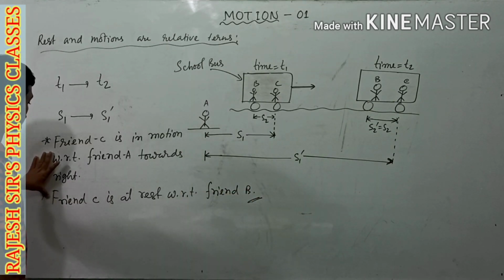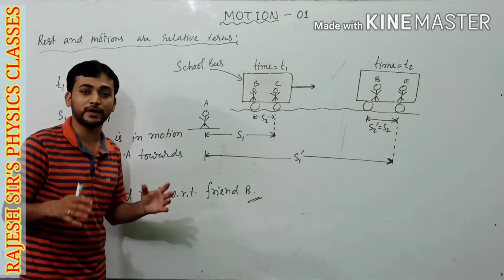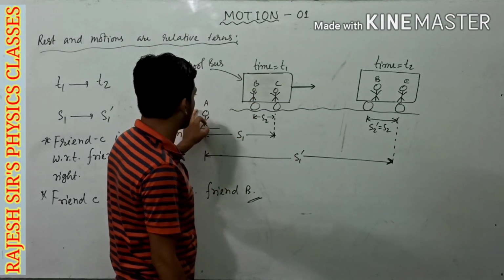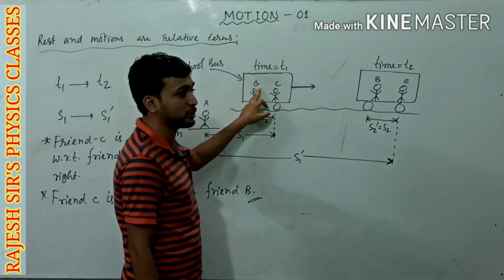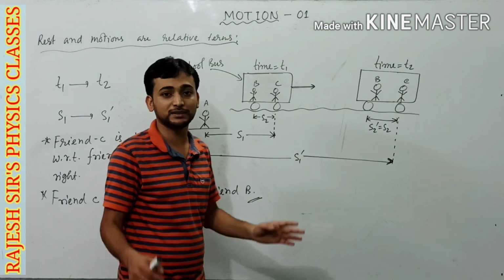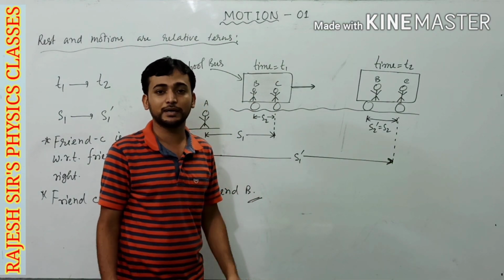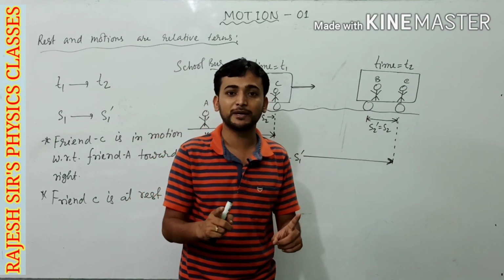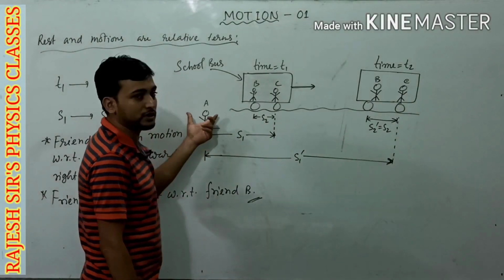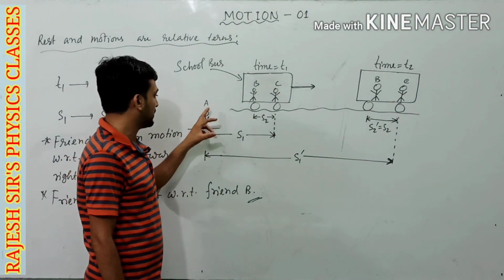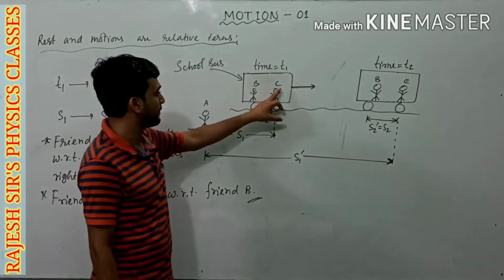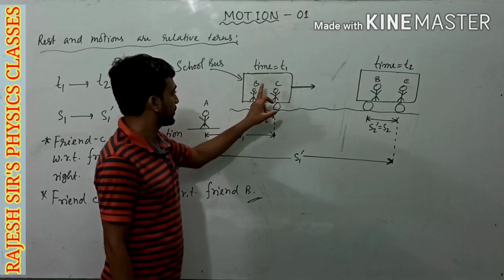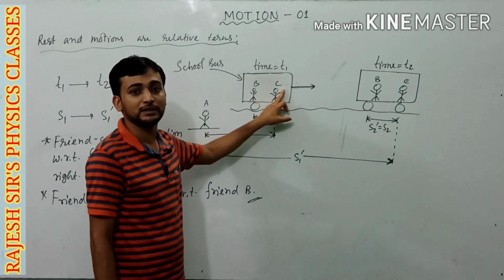Now if you look at these two statements, you can draw the conclusion that rest and motion both are relative terms. With respect to A, C is in motion, but with respect to B, C is at rest. That means rest and motion are not absolute, they are relative terms. Whether a body is at rest or in motion, it totally depends on the situation of the observer. If you consider friend A as the observer, with respect to this observer, friend C is in motion. If you consider that friend B is the observer, with respect to this observer, friend C is at rest.